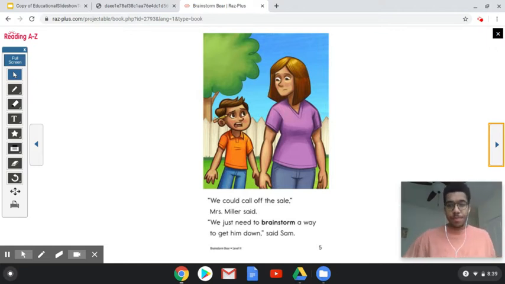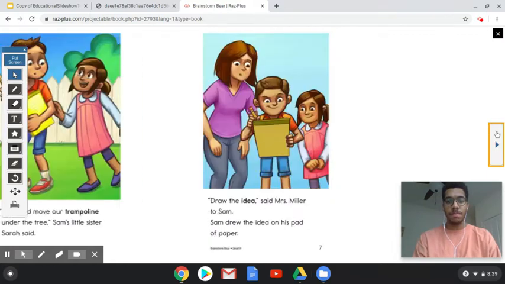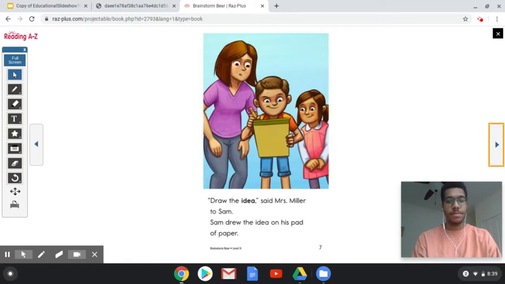Yes, brainstorm means to problem solve, to try and answer questions. "We could move our trampoline under the tree," Sam's little sister said. "Draw the idea," said Miss Miller to Sam. Sam drew the idea on his pad of paper.